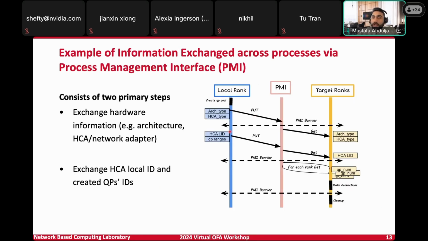So here's an example of how the PMI, or process management interface, exchange process takes place. First of all, we communicate static information, that is the architecture and HCA network adapter. This kind of information is one per node. However, for the individual IDs of the QPs, each of the ranks needs to send its QPs, so the optimization mostly happens in this part, where, as opposed to the previous conventional scheme where individual numbers are communicated, now we're sending ranges instead of individual IDs.